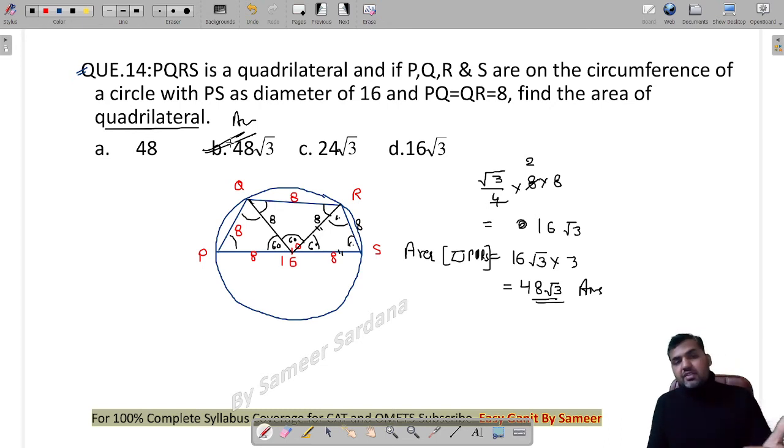Beautiful question, guys. This is the point that you need to see, that if I join the radius with the vertices of the quadrilateral, you will be getting 3 equilateral triangles, guys, right? And then you can finally find out the area.